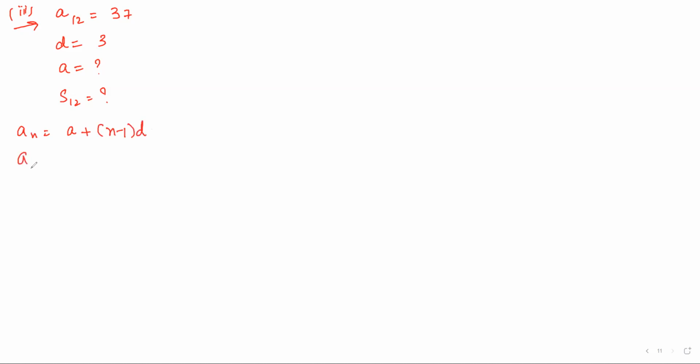Now A12 will become, A12 you know, that is 37 is equal to A you don't know plus 11, D you know, that is 3. So you can solve it for A, right? So 37 minus 33 will be 4. So A is equal to 4. Now you know A, you know D, you know everything. You can find S12, right?